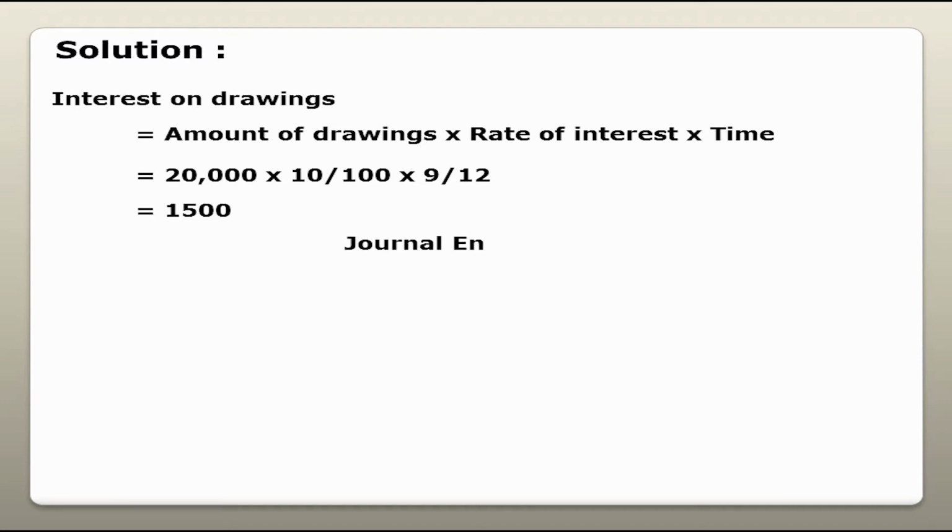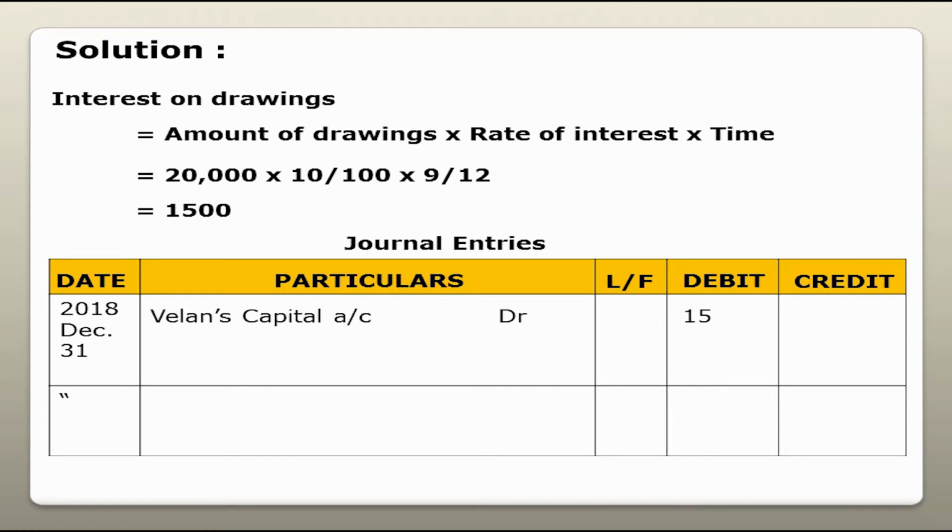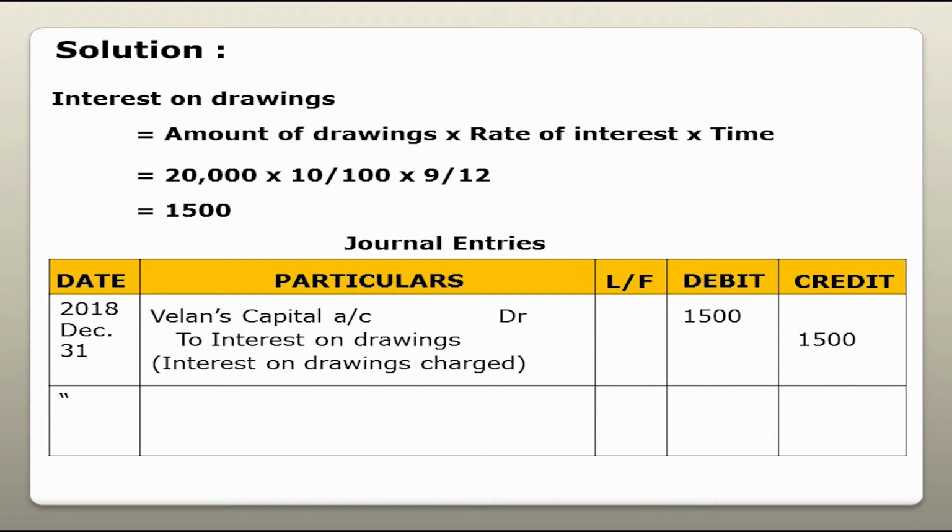Now let's see the journal entries. So this is the format. You have the date, particulars, ledger folio, debit, credit. On the date you write 2018 December 31, the closing date. And in particulars, Valen's capital account, debit 1,500. To interest on drawings, credit 1,500. And the narration is interest on drawings charged.